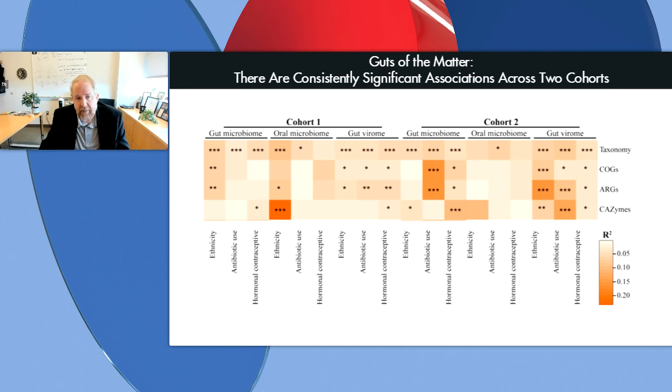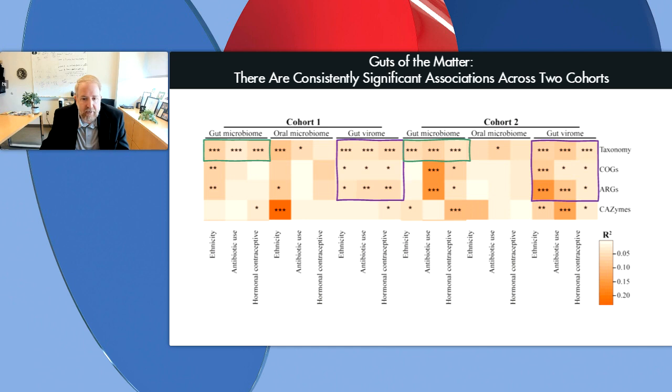Now, to kind of bring it together, there's a lot of data that we accumulated, but this is a summary heat map of essentially what was differential across cohort 1 and cohort 2 and across the various functional categories we measured, and then across self-declared ethnicity or race, and the use of antibiotics. Because females were our subjects, we also analyzed hormonal contraceptive use, and we did that for each one of the microbiome sites sampled. And here's how I want you to focus your attention: in cohort 1 and cohort 2, the gut microbiomes at the taxonomy level are significantly correlated with ethnicity, antibiotic use, and hormonal contraceptive use. So that is a persistent factor that is quite strong.